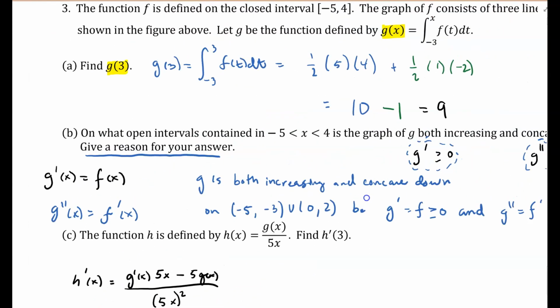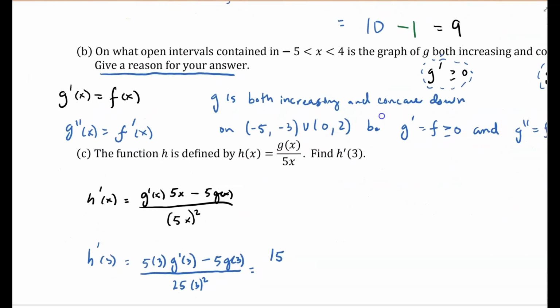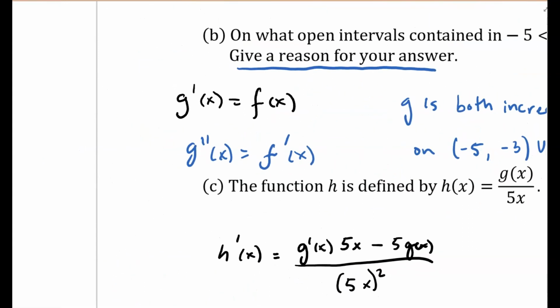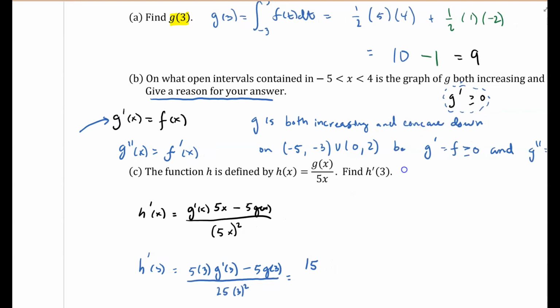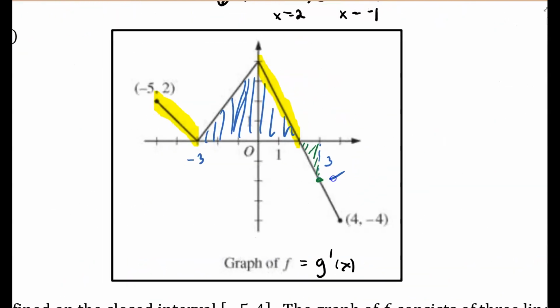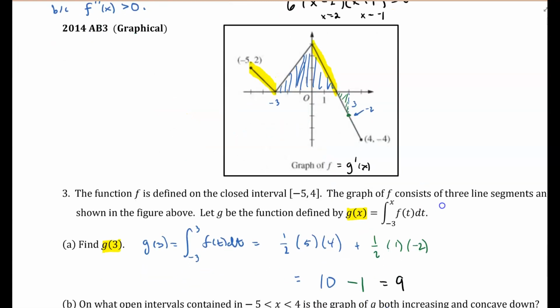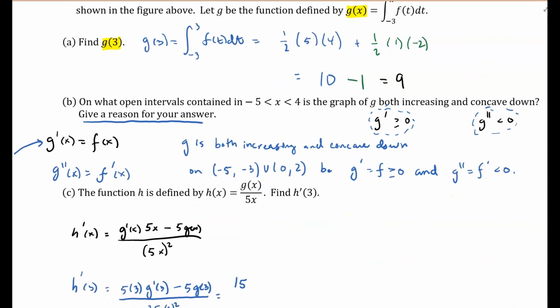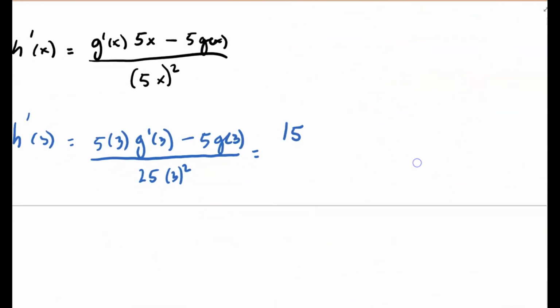Sometimes they'll be nice. They'll give you these values from before. So g prime of 3. Remember, g prime is the same thing as f of x. So what's f of 3? F of 3, right here. We said -2. Is it -2? It is -2. G prime of 3. I don't know why I'm scared of this answer. I feel like I made a mistake. Minus 5 times g of 3.